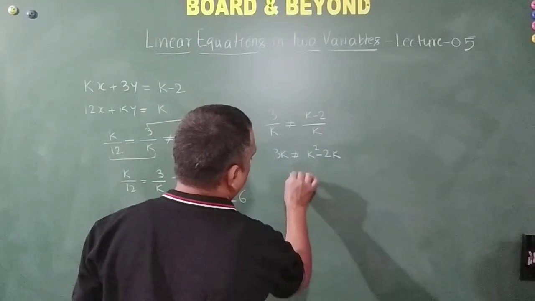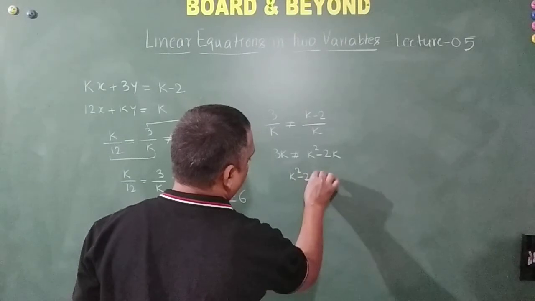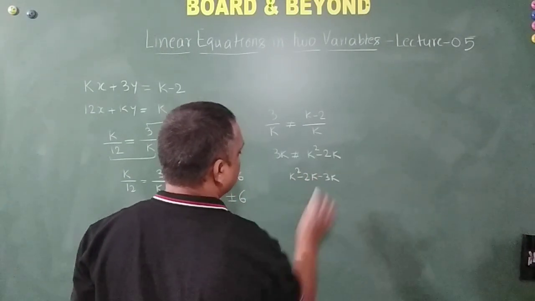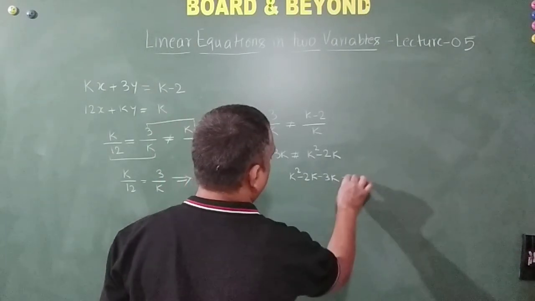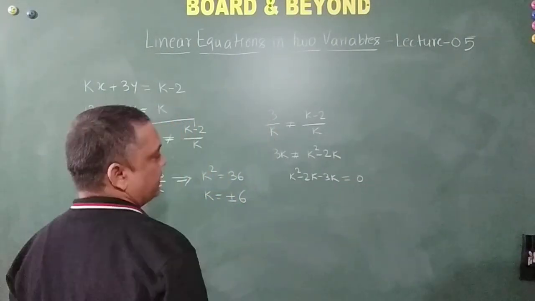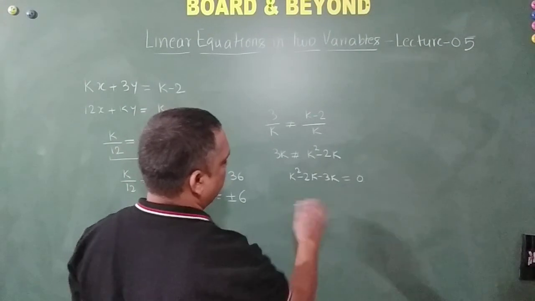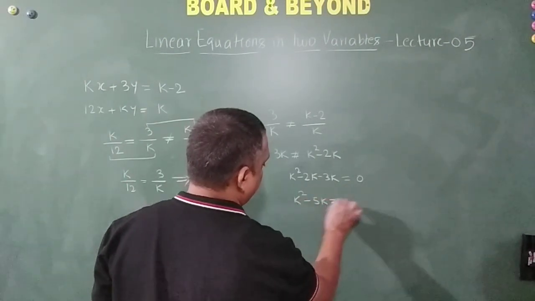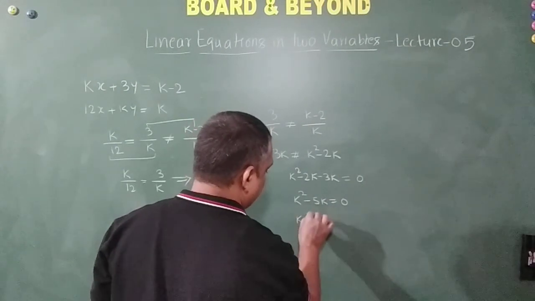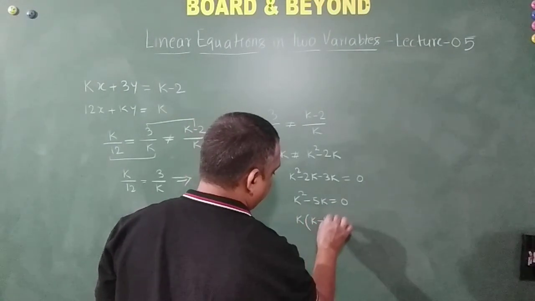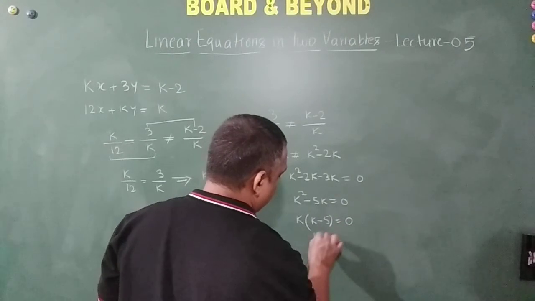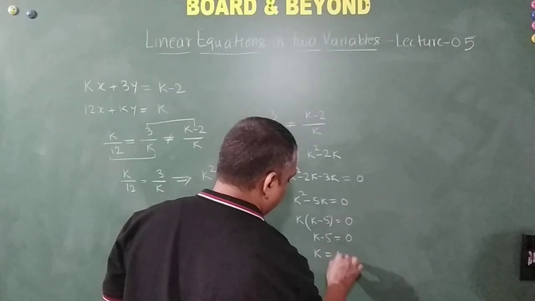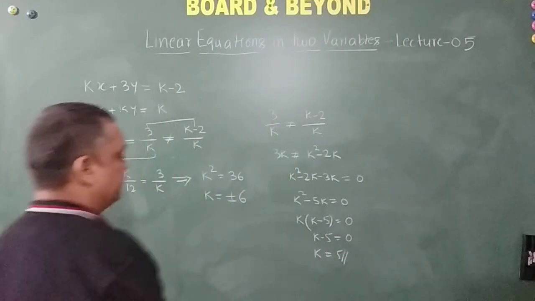So k square minus 2k minus 3k is equal to 0. What I have done is that I have basically moved it this side. So k square minus 5k is equal to 0. Taking k common out, k minus 5 is equal to 0. So k minus 5 is equal to 0, k is equal to 5, right?